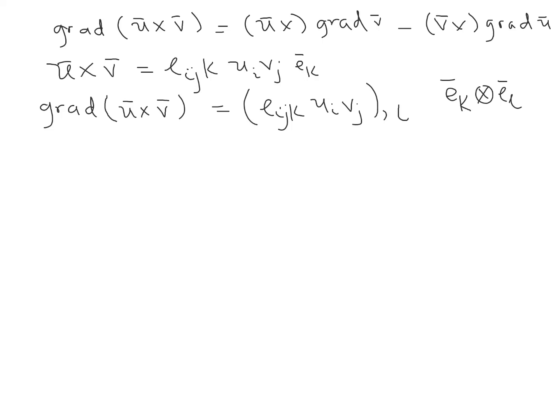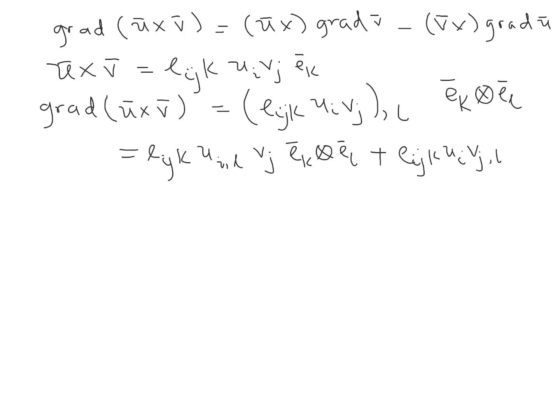All right, so if we open this up like we do, as if you are doing the differentiation using product rule, your EIJK is a scalar, so the L will not act on it. So we have EIJK. Differentiate your U, keep your V: UI,L VJ, put your dyad, EK EL, plus the alternating symbol. Keep your U, differentiate your V: VJ,L EK EL.